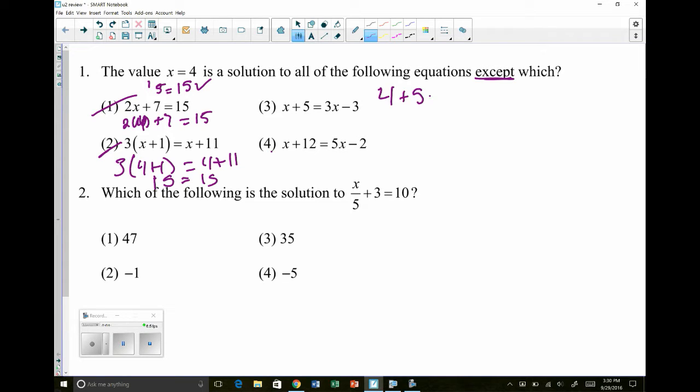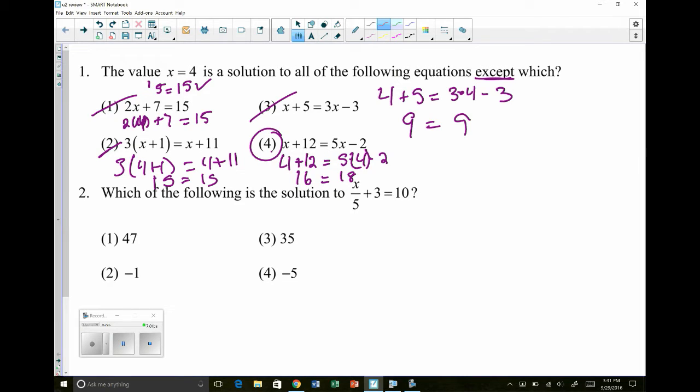4 plus 5 equals 3 times 4 minus 3. 9 equals 12 minus 3, which is 9. That's a solution. x equals 4 is a solution to that equation. Let's see what goes wrong here in 4. 4 plus 12 equals 5 times 4 minus 2. 16 equals what? 20 minus 2. 16 does not equal 18. So equation number 4 does not have x equals 4 as a solution.